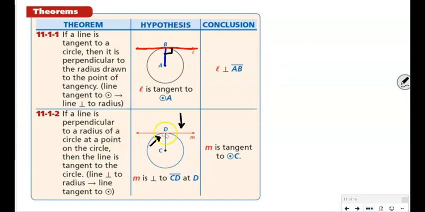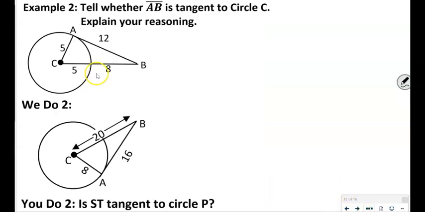So if it is perpendicular, and remember that means that it's a right angle, we're going to talk about how we can find that in just a second, okay? So it says here, tell whether AB is tangent to circle C, explain your reasoning. Now we just talked about this, right?